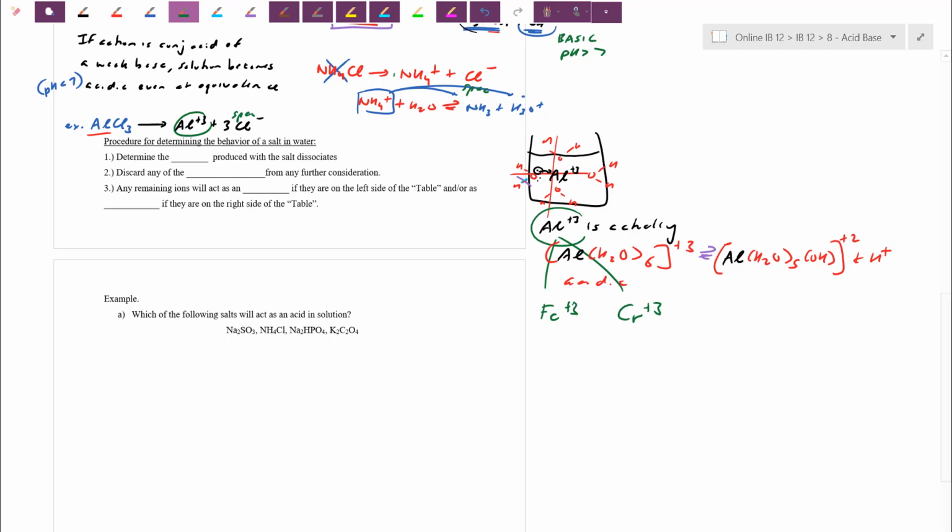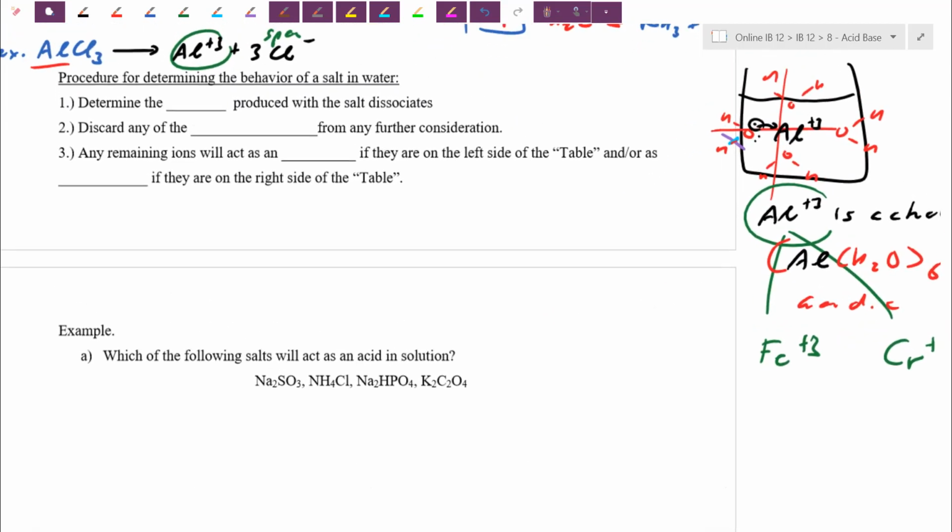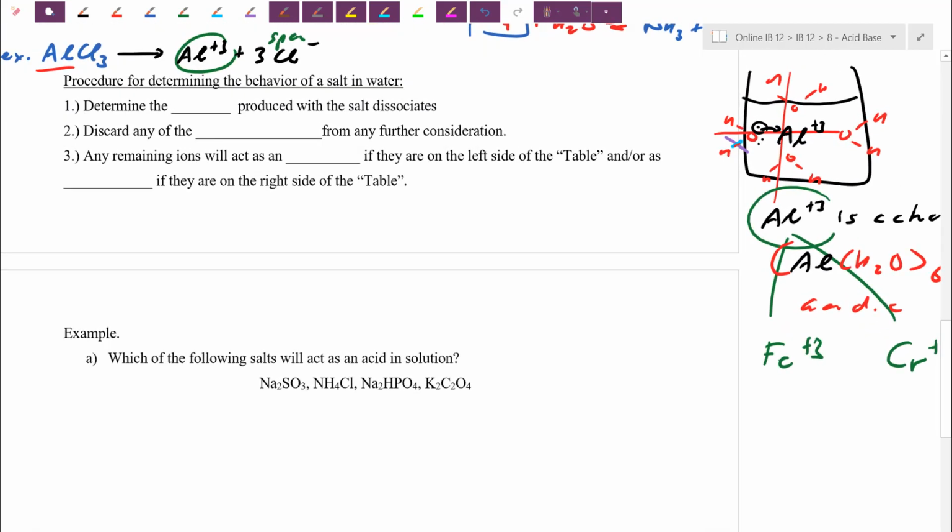The reason I said this part is super systematic, let me just give you the ordering of what we're going to do. First, you determine the ions that are produced when you dissociate the salt. Second, you discard any spectators, any ones that have no chance of reacting with water, they're not going to hydrolyze. Then the remaining ions will react as an acid if they're positive, and as a base if they're on the right-hand side of the table.